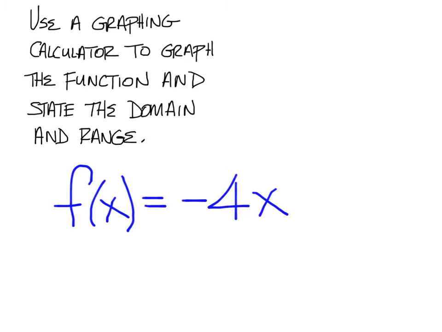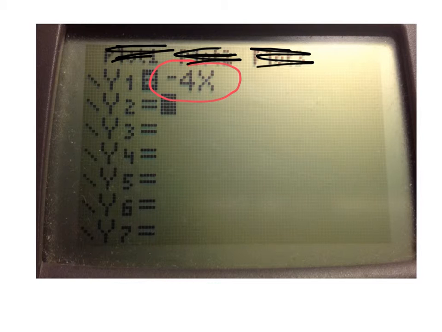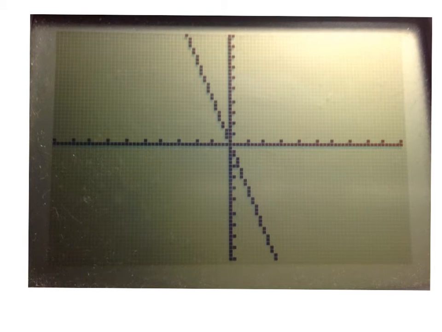Use a graphing calculator to graph the function and state the domain and range. Put that into your y1. All you need to do is enter in -4x. Should look like this. Enter in -4x. If you have any of these plots highlighted, then you did not turn them off. This is the graph of y equals -4x.